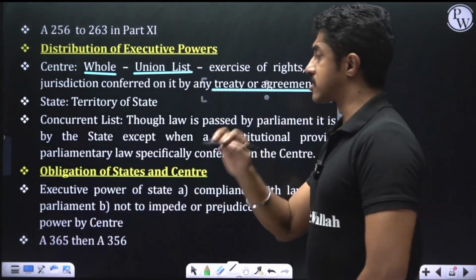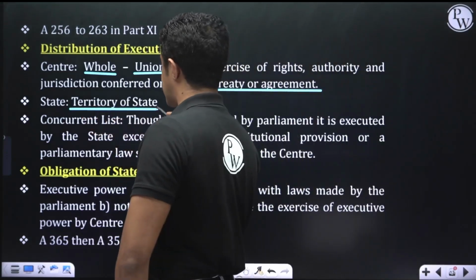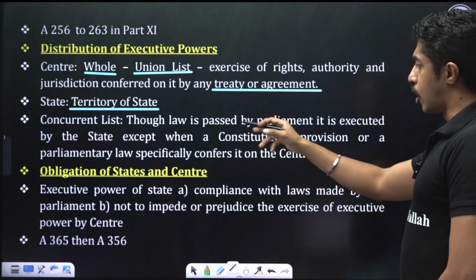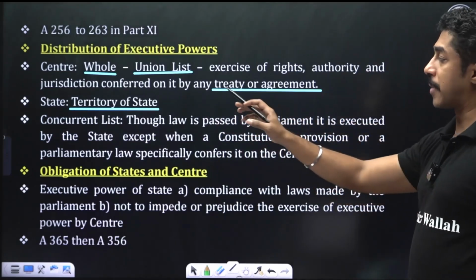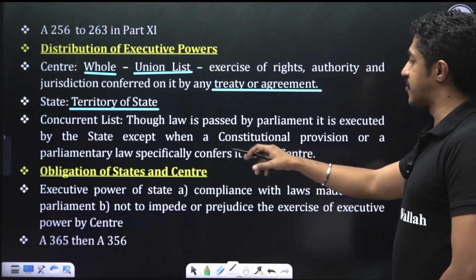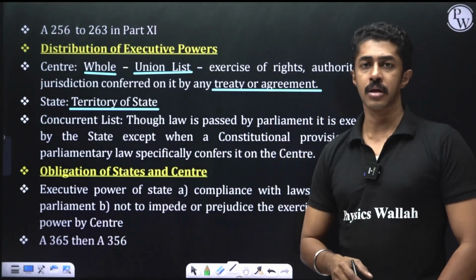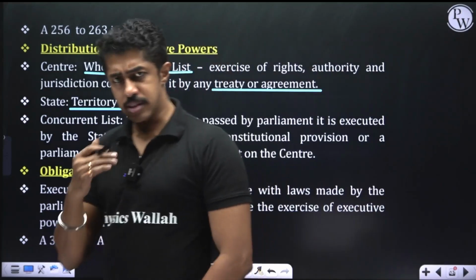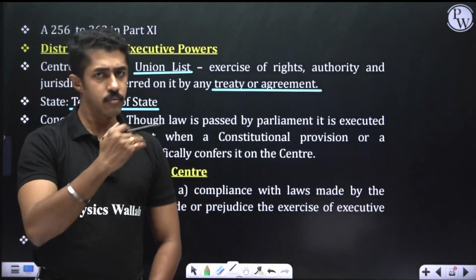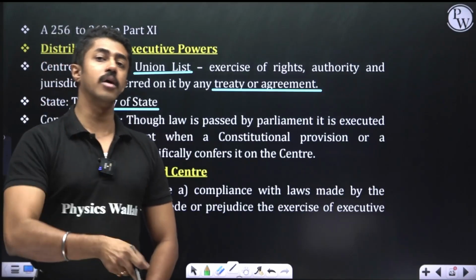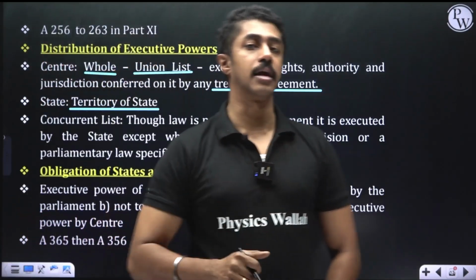When we talk about the executive power of the state, it is largely confined to what? The territory of the state. Concurrent list. Though law is passed by Parliament, it is executed by the state except when a constitutional provision or a parliamentary law specifically confers it on the center. Means what? In the matters of concurrent list, I told you already, the center has powers over the state to pass law. But passing law is one thing, executing it is another thing.